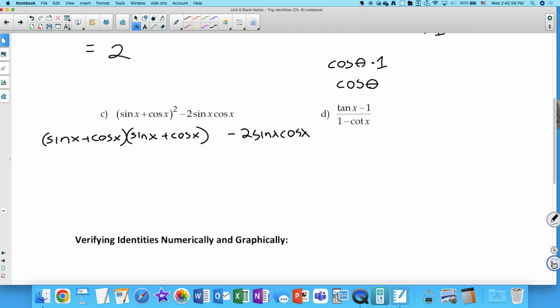When I now expand, this times this is sine squared x, plus sine x cosine x, and then plus another sine x cosine x. Then cosine x times cosine x is plus cosine squared x. I don't know why some of the letters are showing up in blue. If you've noticed that, it's not like I haven't noticed that. And then on the end, minus 2 sine x cosine x.